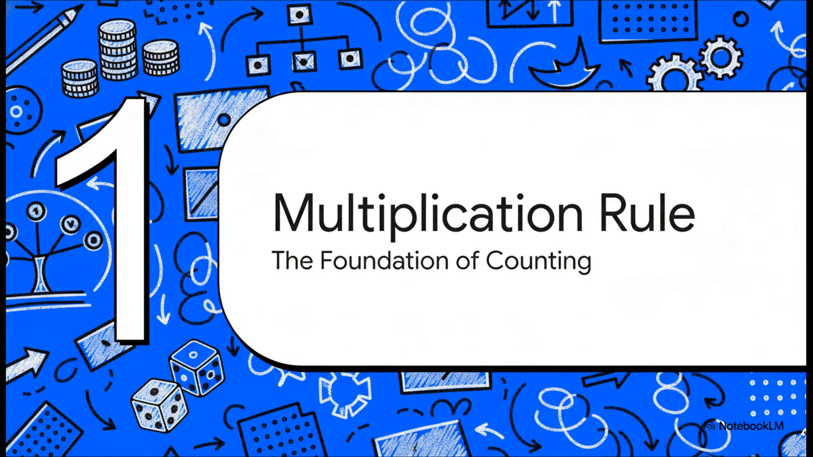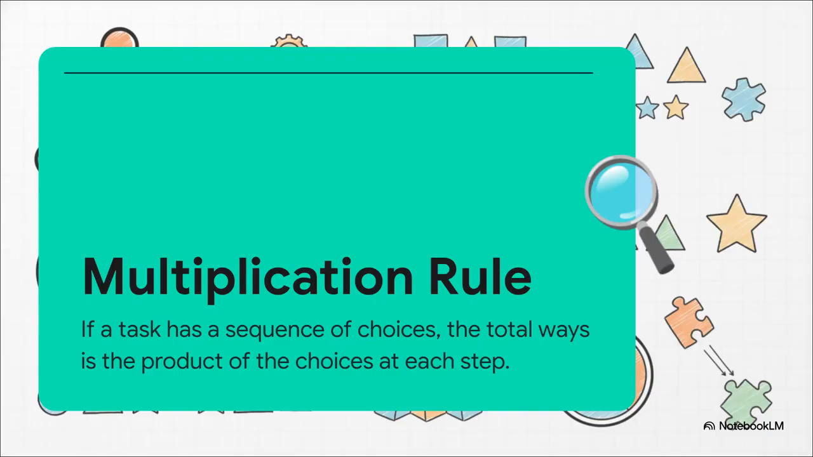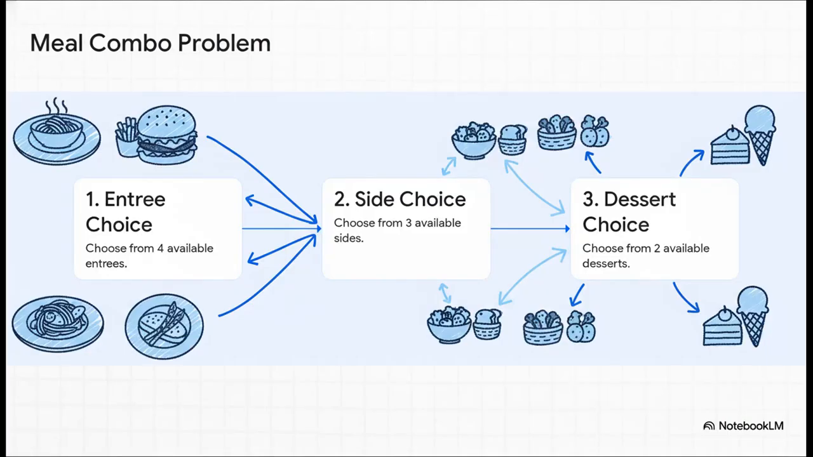All right, first up, this is the bedrock of everything else we're going to talk about, the multiplication rule. It's simple, it's elegant, and it is incredibly powerful. This is literally where it all starts. And the rule itself is just beautifully simple. Basically, if you have a bunch of choices to make one after the other, you just multiply the number of options you have at each step. That's it. That's the whole idea. Simple, right?